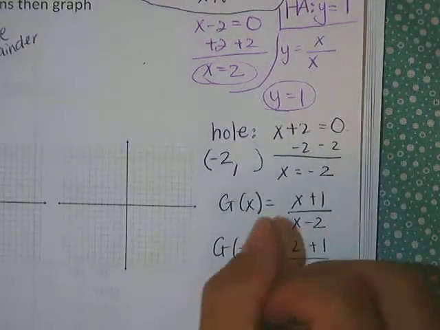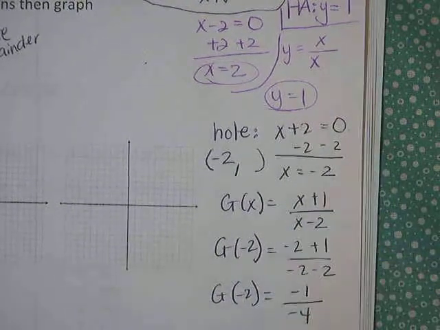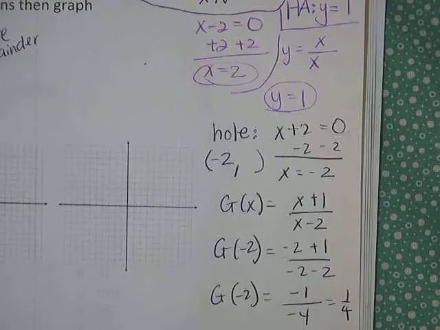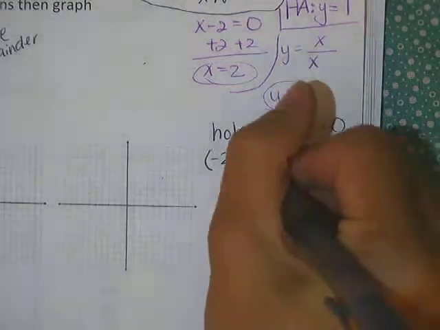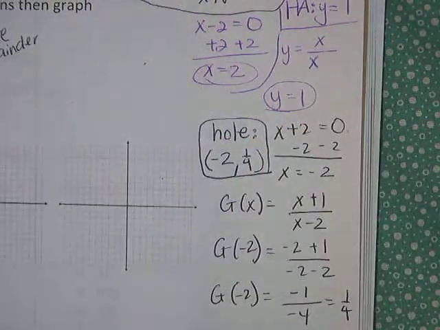Now, a hole is a point. Again, I'm just repeating what I said earlier because it wasn't moved up. So we're going to take the x value. This is your new input for your function. So now g of negative 2, which is negative 2 plus 1 all over negative 2 minus 2. Okay. We're going to combine the top and the bottom and divide.